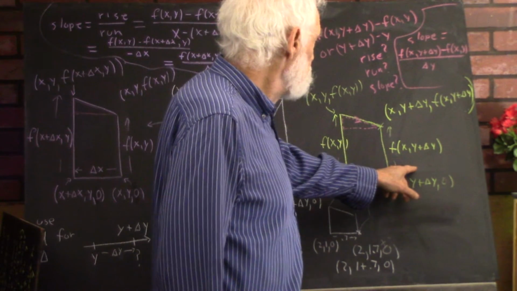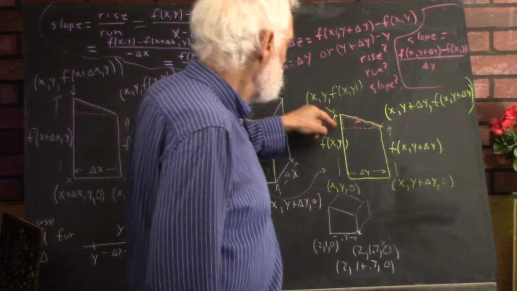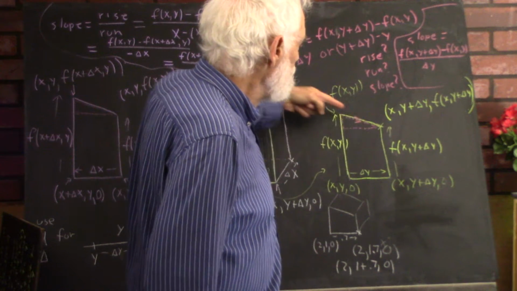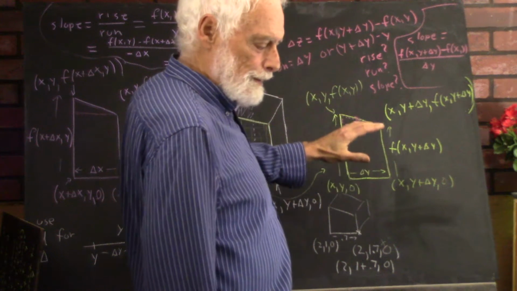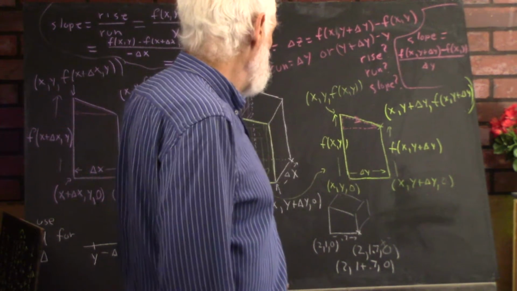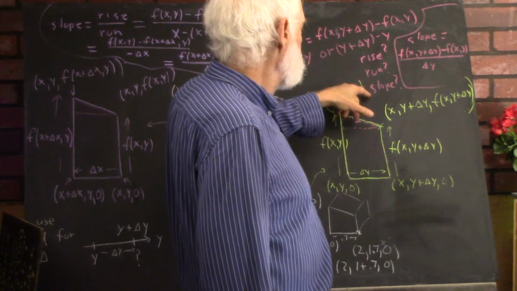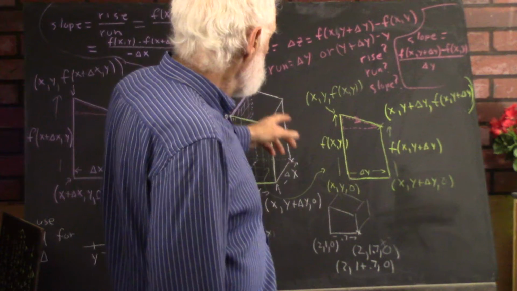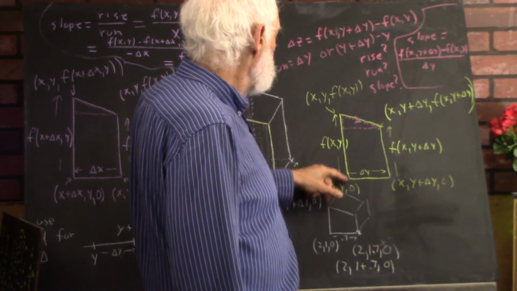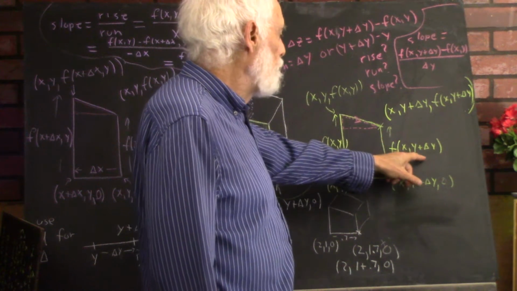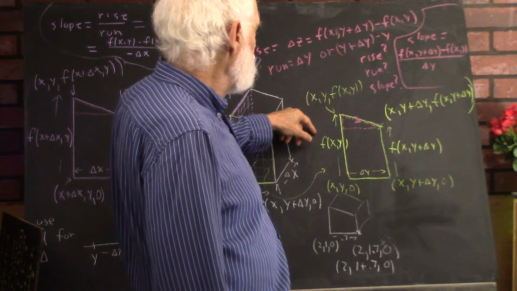Having labeled the vertices, we ask, what's the slope of this triangle up here? In other words, what's the slope of this line segment in the XZ, in a plane parallel to the YZ plane? Okay, so we ask, what's the rise, what's the run, what's the slope? The rise is a change in Z. Z goes this way, and Z goes from f of xy to f of xy plus delta y. So the change is f of xy plus delta y minus f of xy.